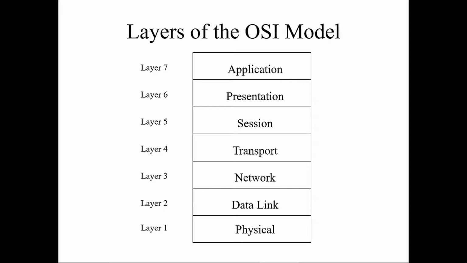Remember the 7 layers of our OSI model: application, presentation, session, transport, network, data link, and physical. Those are our 7 layers.